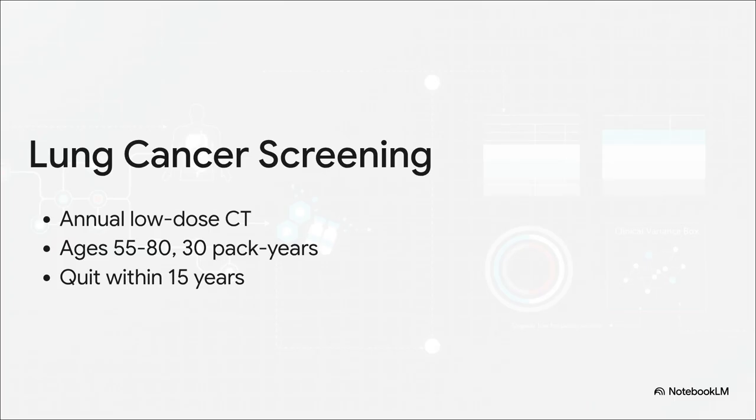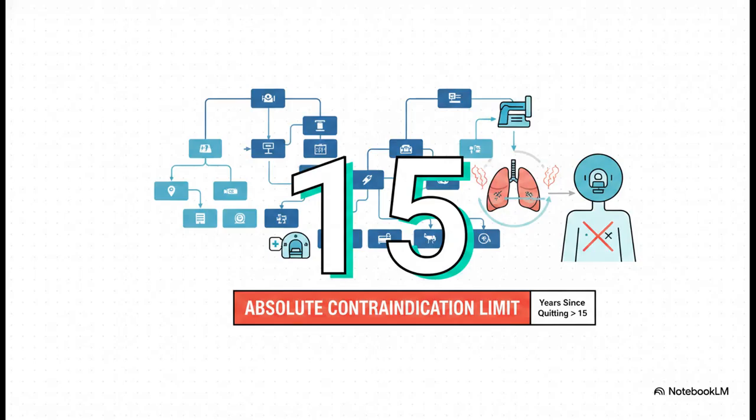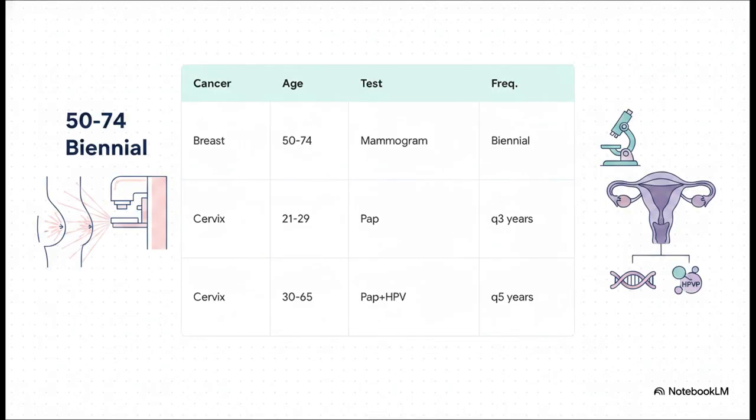Our choice architecture forces us to order that low-dose chest CT, avoiding decoys like a simple chest X-ray or just offering reassurance. The absolutely critical number to remember here is 15. The second your patient has been smoke-free for more than 15 years, or if they develop a life-limiting illness, you immediately discontinue that low-dose CT screening. Hard stop.